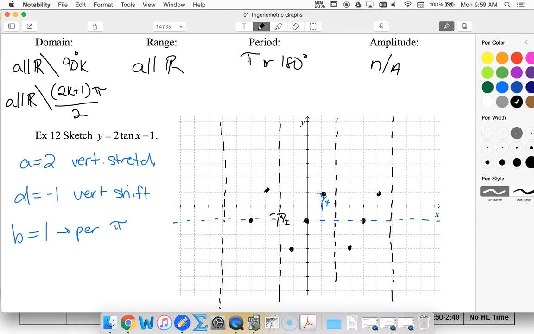So for tan graphs, plotting 3 points is enough for us to see what is happening. And again, if I want to be sure, I could pick a random point to test. So try to make smooth curves again.